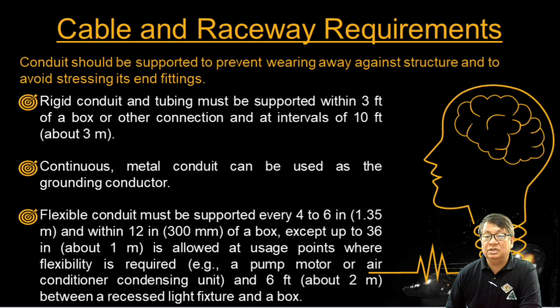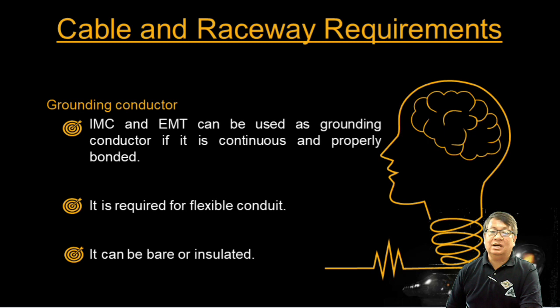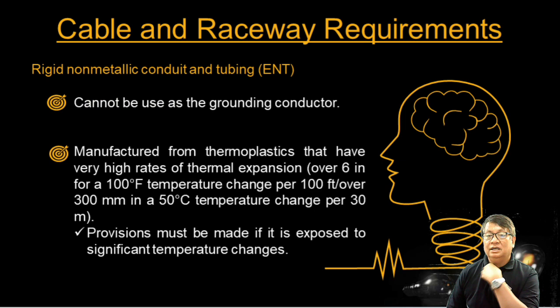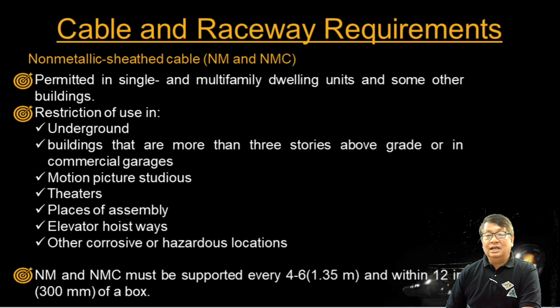We also have what we call the grounding conductor. Okay, by the way, first of all, IMC and EMT can be used as a grounding conductor if it is continuous and properly bonded, especially since EMT and IMC are all metals. Okay, it is required for flexible conduit. It can be bare or insulated. So, we have that grounding conductor. Rigid non-metal conduit and tubing cannot be used as the grounding material. Okay, so we have that one. For non-metallic sheathed conductor, we have these restrictions.